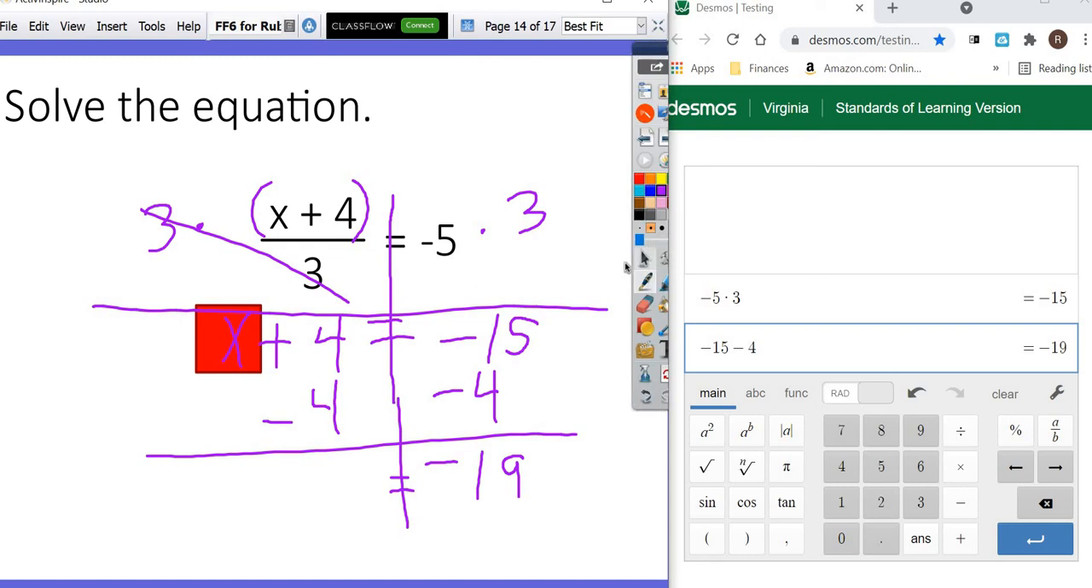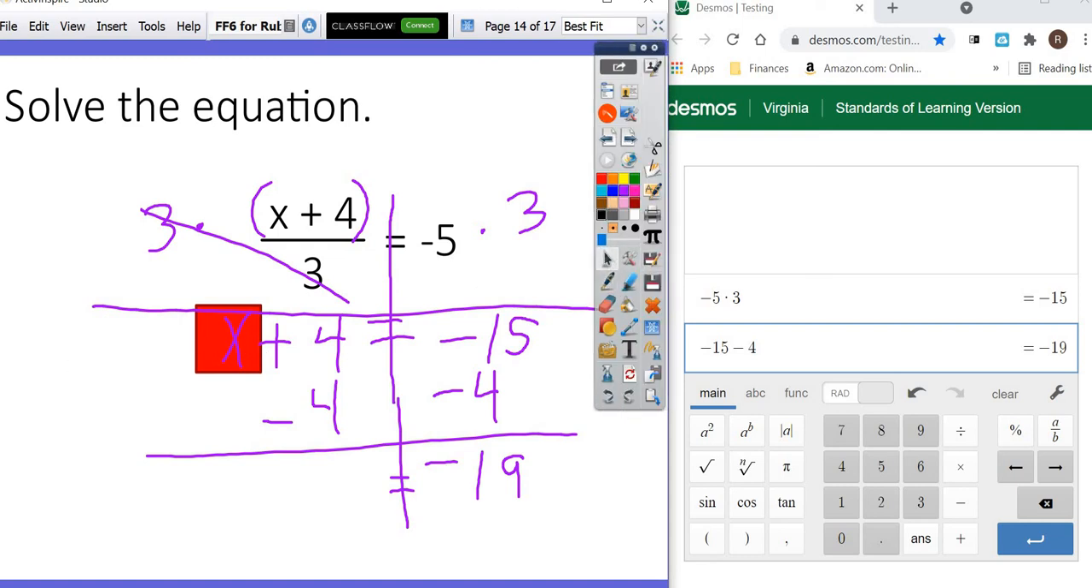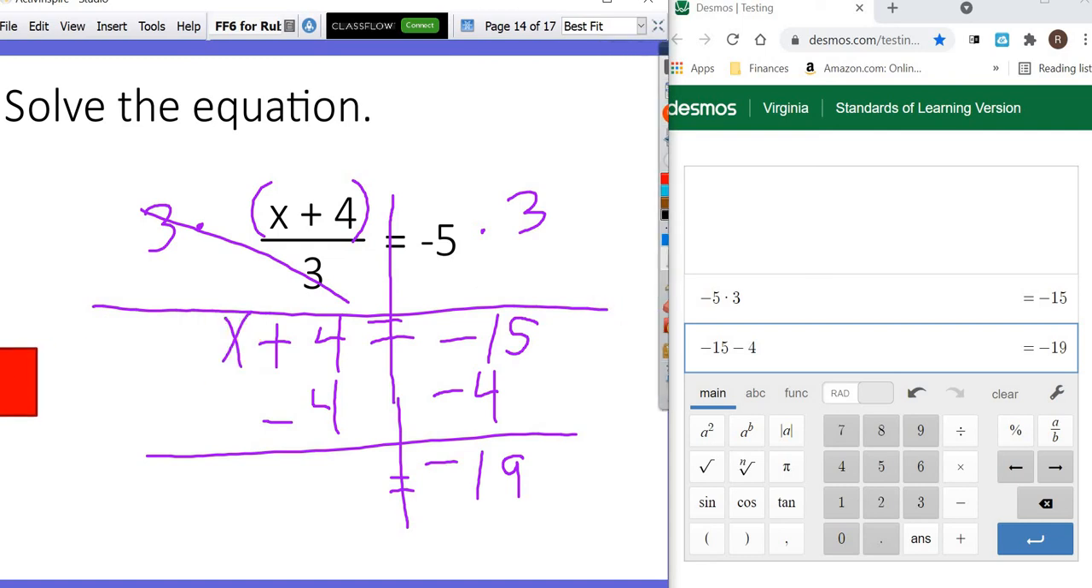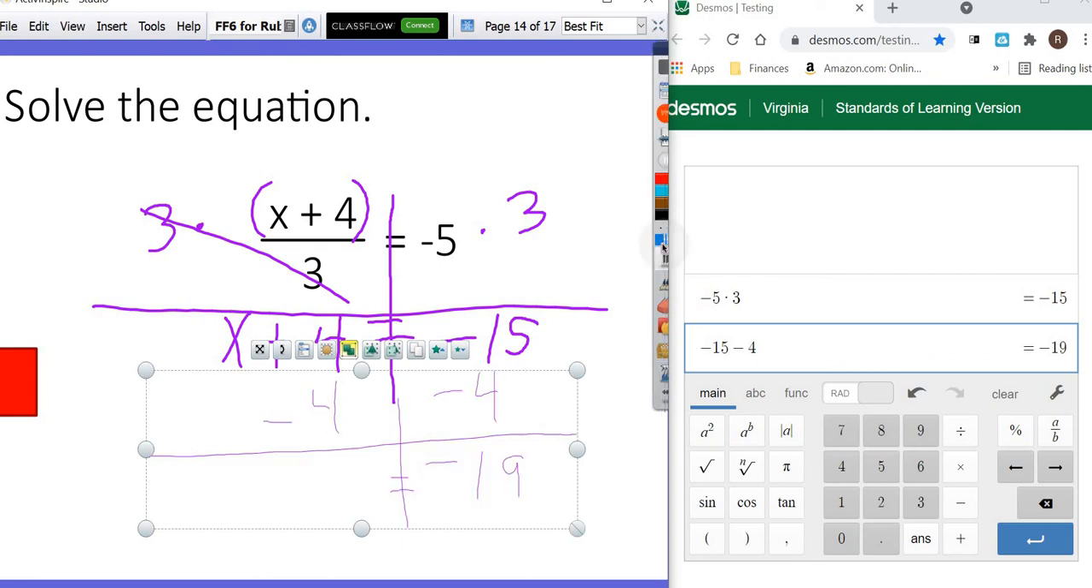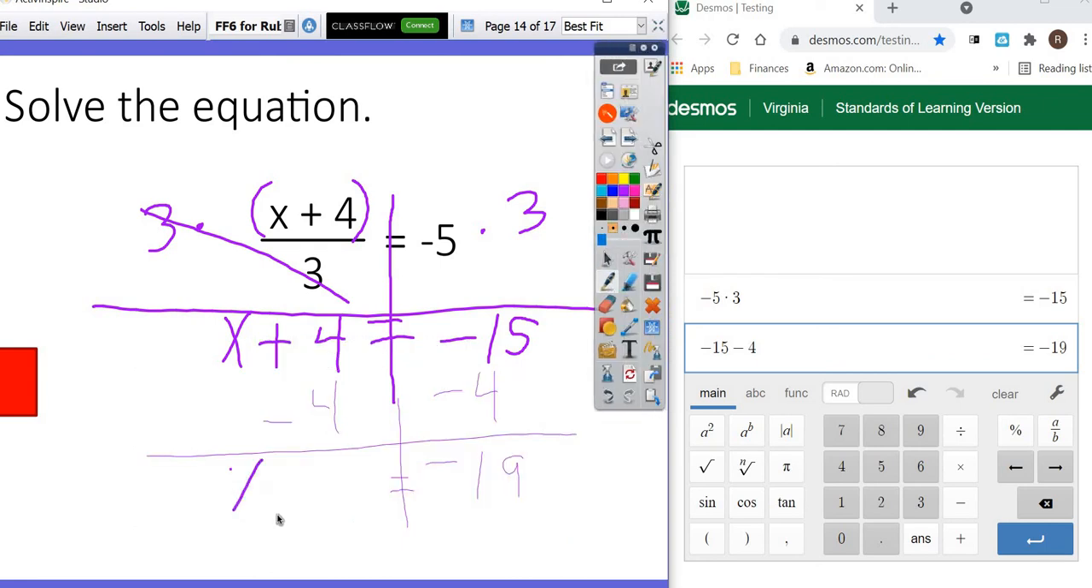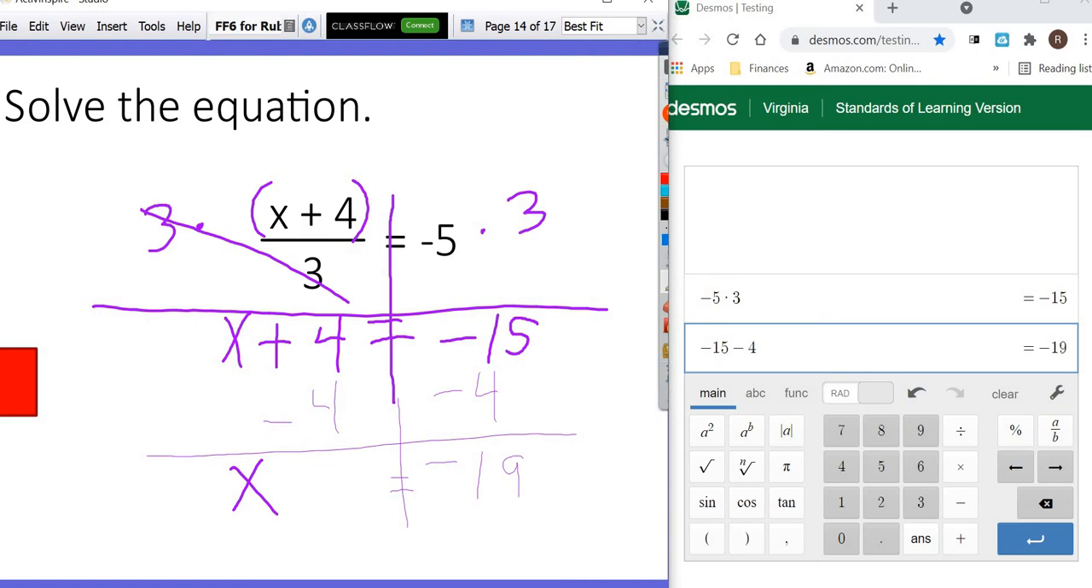Then I'm going to get rid of my square there. And all I have left to bring down is an x. So let me go ahead and get my pen so I can do that. So x equals negative 19.